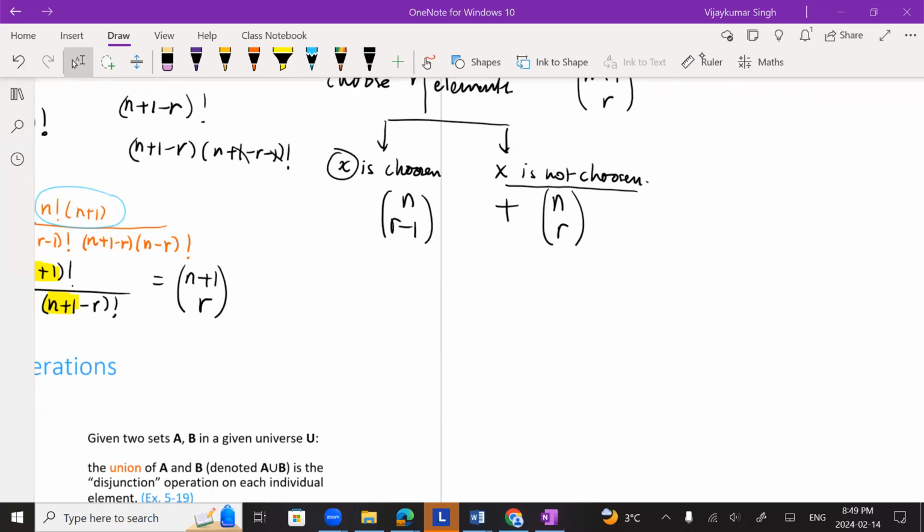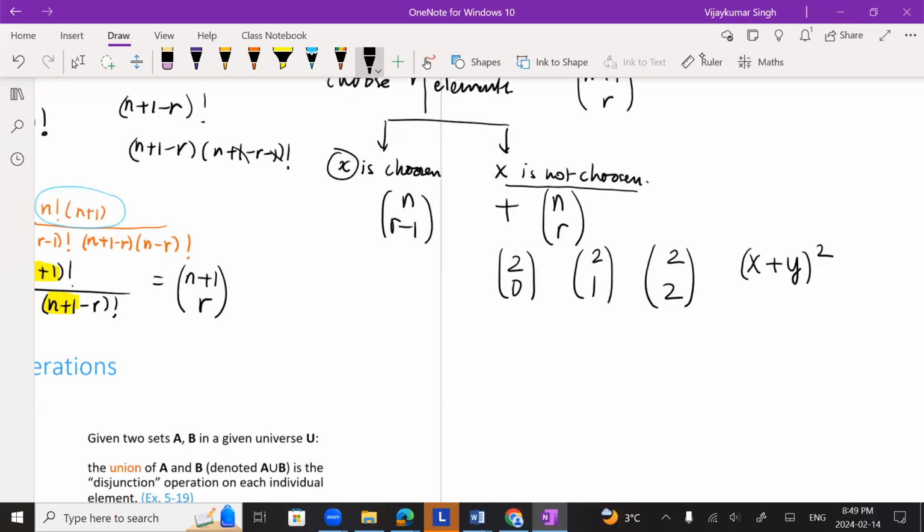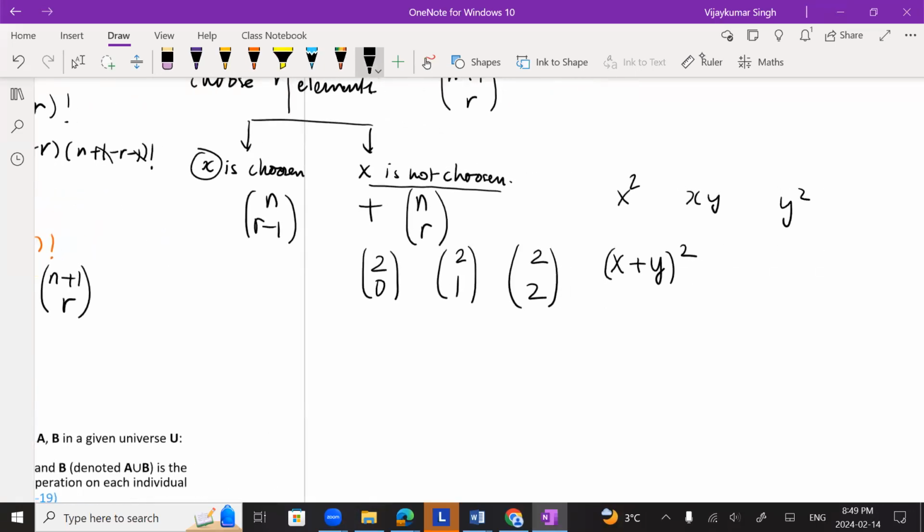Suppose I take x plus y squared. Let me see what are the elements of x plus y squared. Do you agree that 2 choose 0, 2 choose 1, and then 2 choose 2, you arrange them in a proper way? It's not randomly ordered. You have x squared, xy, and y squared. You want to choose the coefficient. The first one will go to the first one here, the second one to this one, and the third one to this one, right?